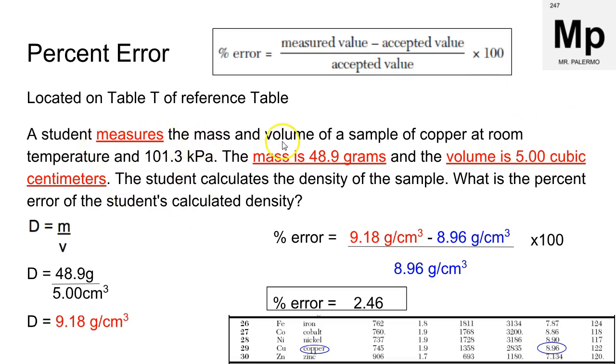So for example, a student measures the mass and volume of a sample of copper at room temperature. The mass is 48.9 grams, and the volume is 5 cubic centimeters. The student then calculates the density. What is the percent error of the student's calculation? So we first figure out what was the student's calculated density, which is this. I look up the actual density on Table S, which is this. So it's the measured, the student's, and the accepted, the actual. So measured minus accepted over the accepted, and don't forget times 100. And we get a 2.46% error.